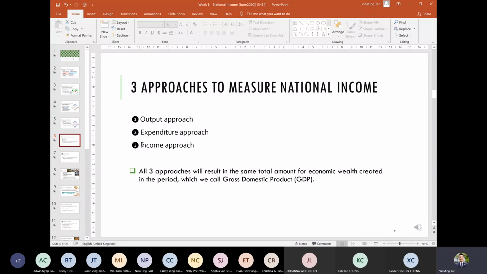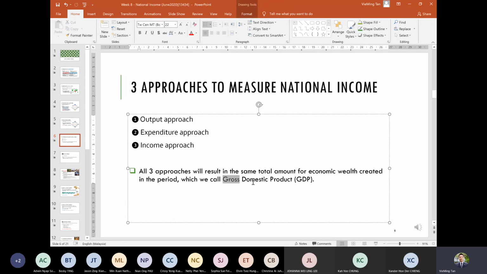There is a term used for national income. We call this gross domestic product. This is one of the measurements used to calculate the national income. So gross domestic product refers to national income. The higher the GDP, the higher the national income of a country. I stop for a while. So far, all right.